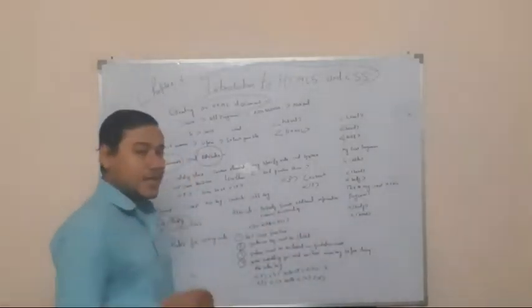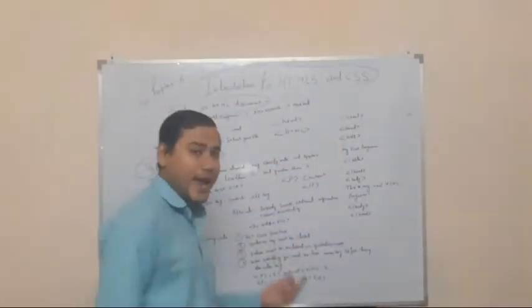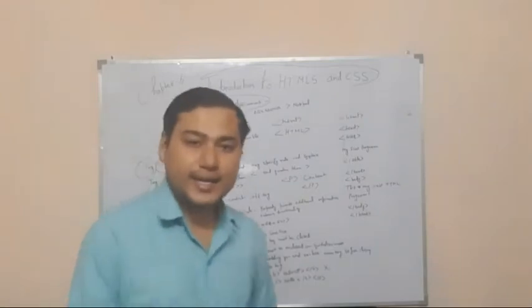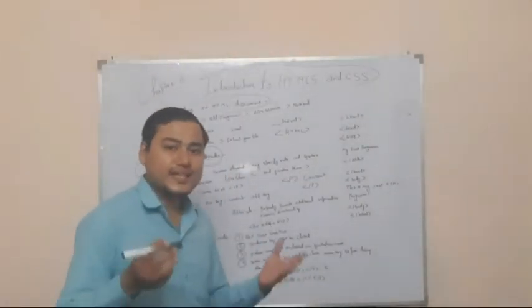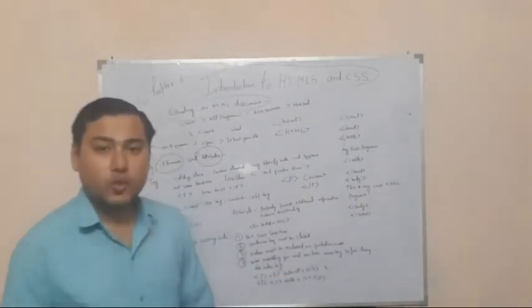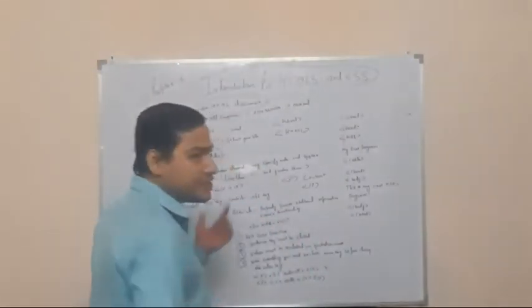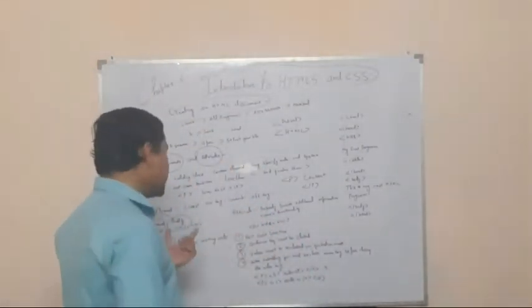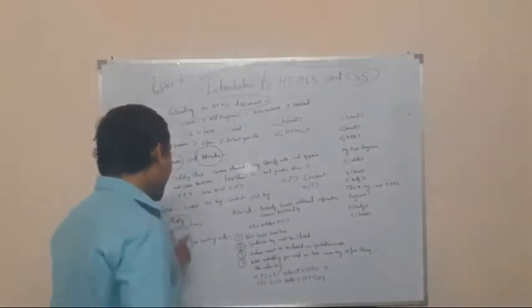For example, there are many examples of container tags: the paragraph tag, bold tag, italic tag, underline tag. Many tags are there that you can call container elements. But there are only a few empty elements, like the BR tag, which is the line break tag, and HR, which is the horizontal ruler tag. These two types of tags are called empty tags.